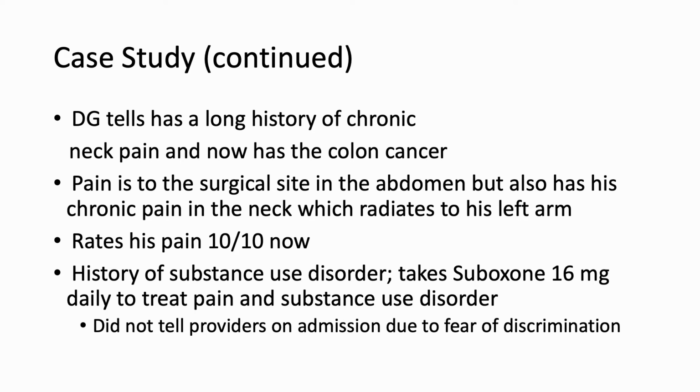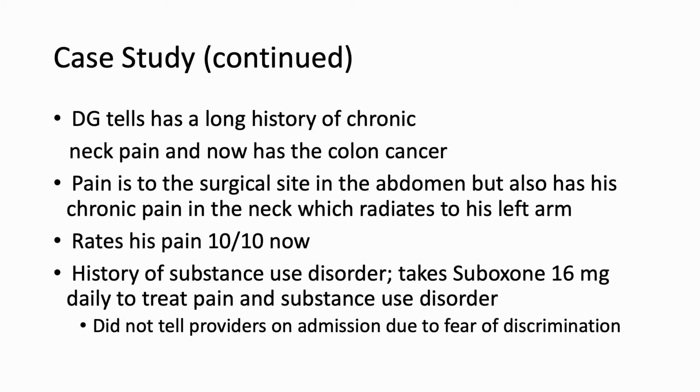So DJ goes on to tell you he has a history of chronic neck pain and now has the colon cancer. He's got pain to the surgical site in the abdomen, but also has this chronic pain in the neck, which radiates to his left arm. He's now rating his pain 10 out of 10 when you're talking to him. He does have a history of substance use disorder, and he takes Suboxone, which is buprenorphine with naloxone, 16 milligrams daily to treat the pain and substance use disorder.